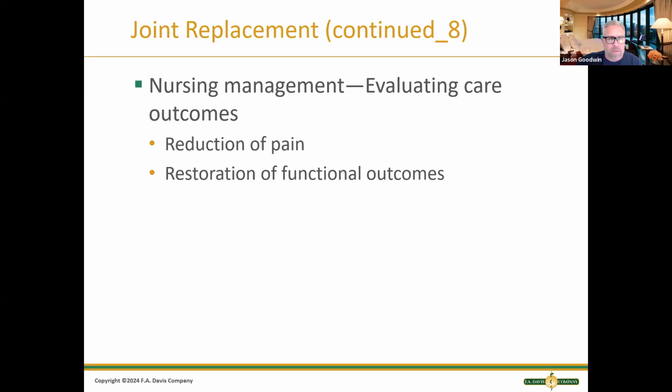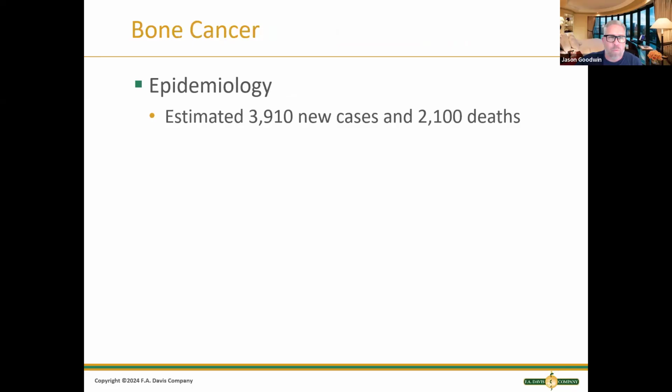Our goals are going to be reducing pain and restoration of what is normal functioning for them. You're not going to see that during their hospital stay, but that's where we're headed. Okay. And going into bone cancer.